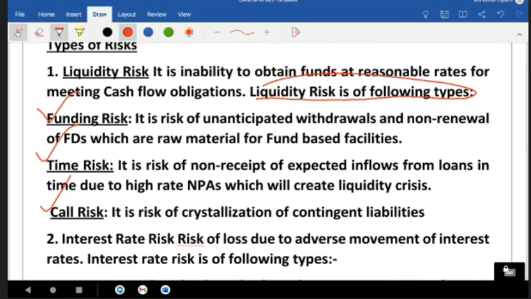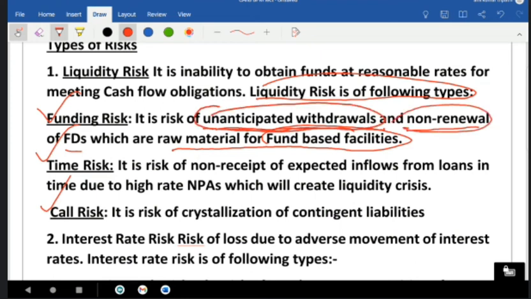So funding risk is a part of liquidity risk only. It is the risk of unanticipated withdrawal and non-renewal of FDs, which are the raw material for fund based facilities. Because you have given a fund based facility to another customer based on the FDs in your bank, but some customers take premature withdrawal and have not come for renewal. Premature withdrawal or non-renewal is called funding risk.